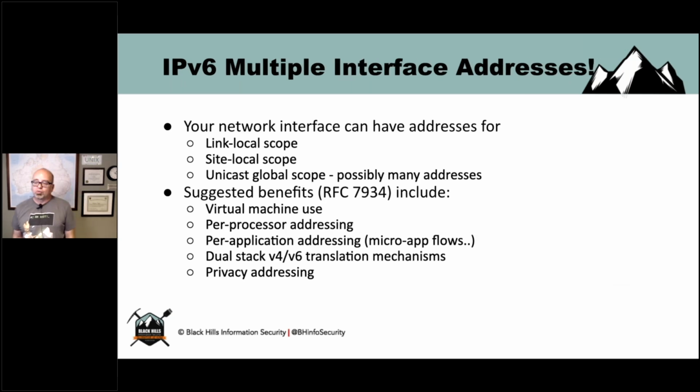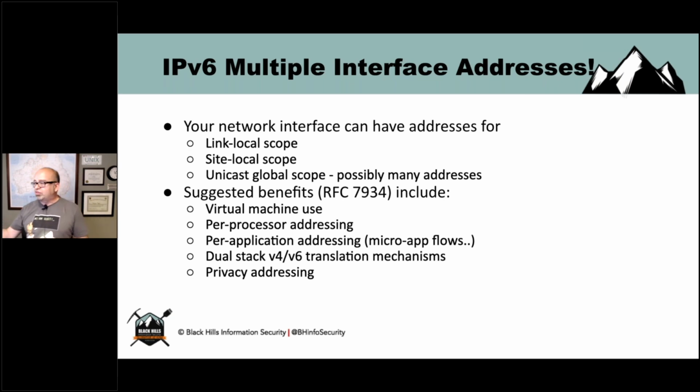Now, here's the thing that really blows people's mind. In v6, any interface on the network can have multiple addresses. And it's something that's kind of a mind bender from a v4 world. You certainly will have a link local scope address. You probably can have, well, you can have, not necessarily probably, a site local scope address. You will probably have a unicast global scoped address. You can even have more than one global scoped addresses.